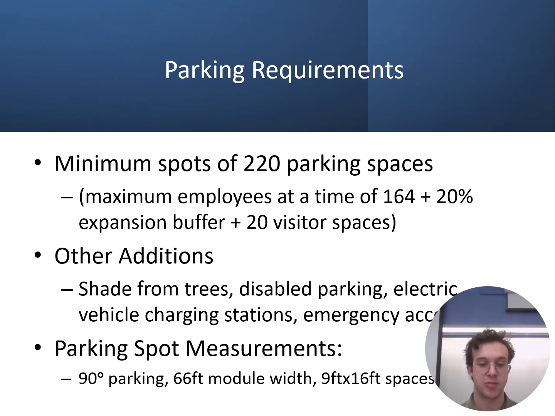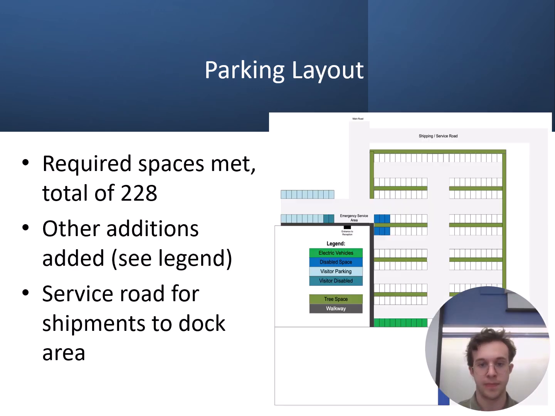And lastly, for the measurements, we have 90-degree parking, 66 feet of module width, and each space is standard 9 by 16 feet. And this is the final parking layout after putting everything together. We met the required minimum spaces with a total of 228 spaces. The other additions can be seen with the legend that are added, such as the green electric vehicle charging stations. And lastly, we have a service road that snakes along the right to allow shipments to easily reach the docking area of shipping and receiving without having to go through the parking area.